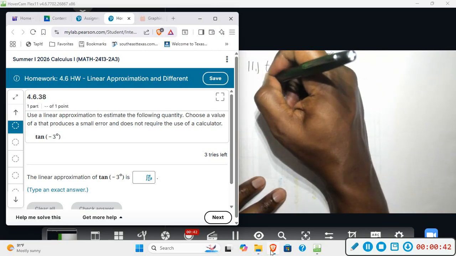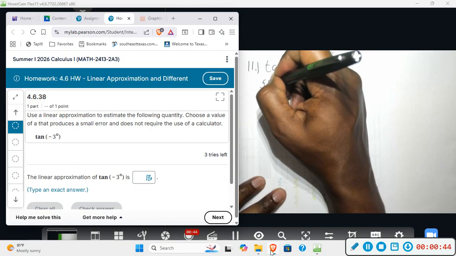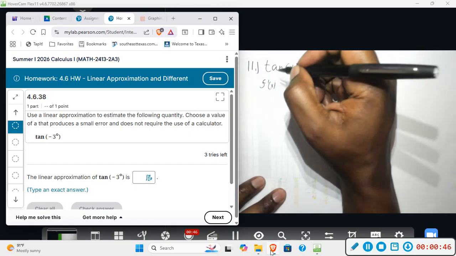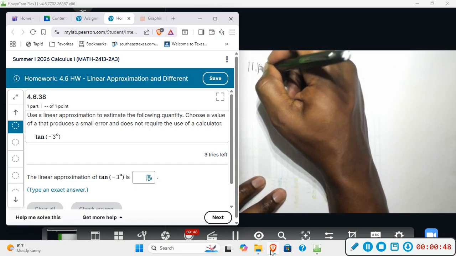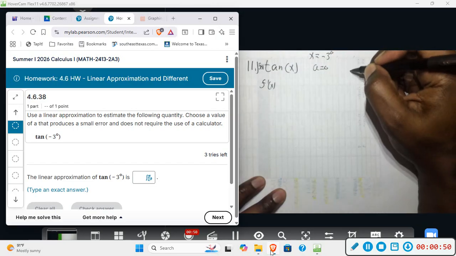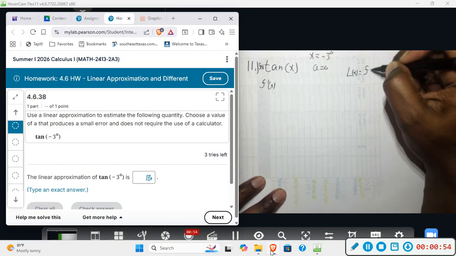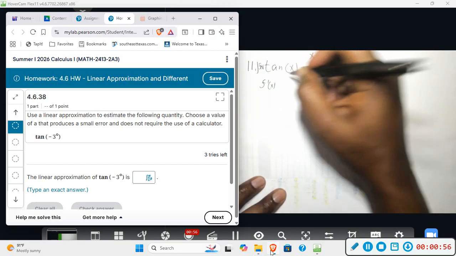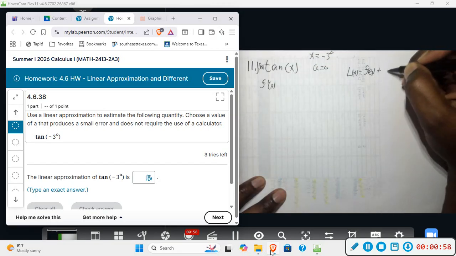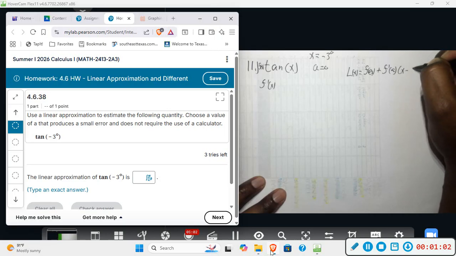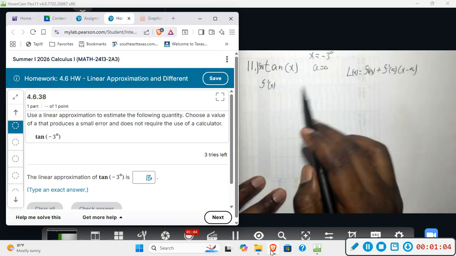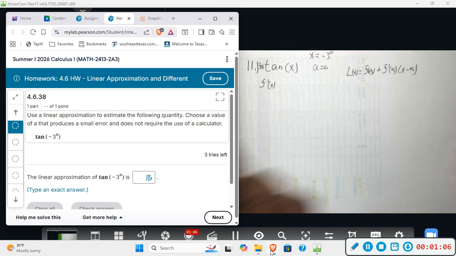So first we're going to find the derivative. Well, this is f of x. Just to remind us, the linear approximation is going to be f of a, so I will be plugging in 0, plus f prime of a times x minus a. So I need to find the derivative of tangent.